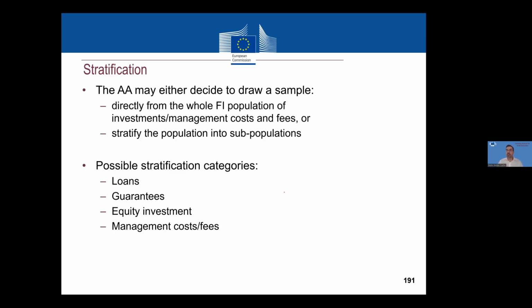Can we stratify the population? Yes, you may decide either to draw the sample directly from the whole population of financial instruments, or you may stratify the population into subpopulations. Possible stratification categories: loans, guarantees, equity investment, and these management and cost fees. This is a possibility if you consider this is relevant, as they have different risks. It can be a good practice to stratify, but not mandatory.